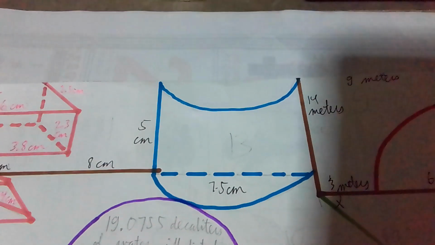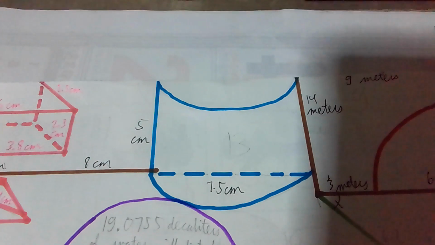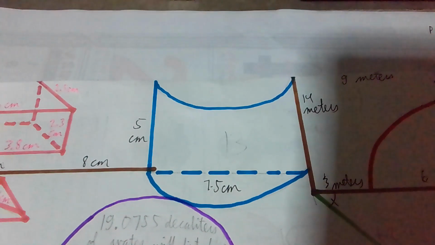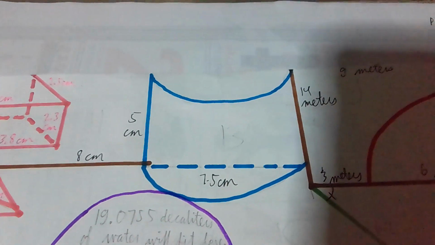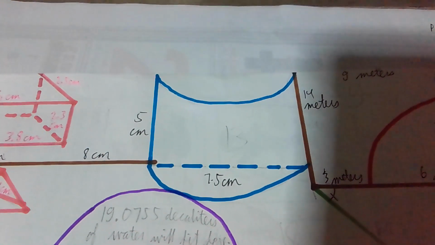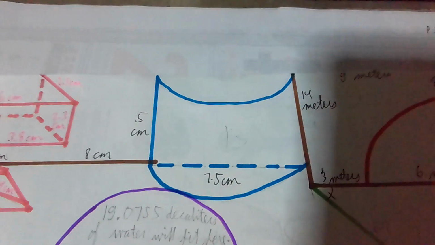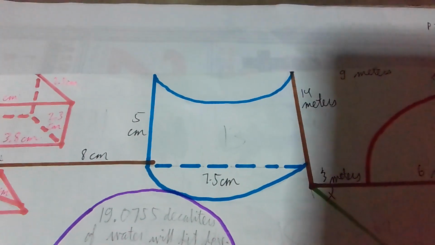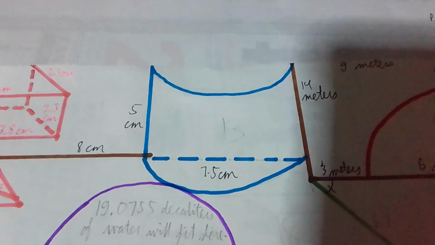Okay, guys. Today I'm going to show you how to solve for the surface area and volume of this cylinder. Wait, not so fast. Can you guess what cylinder this is? You might think that this is a literal cylinder. However, it's not really a cylinder. It's half a cylinder. You know why?